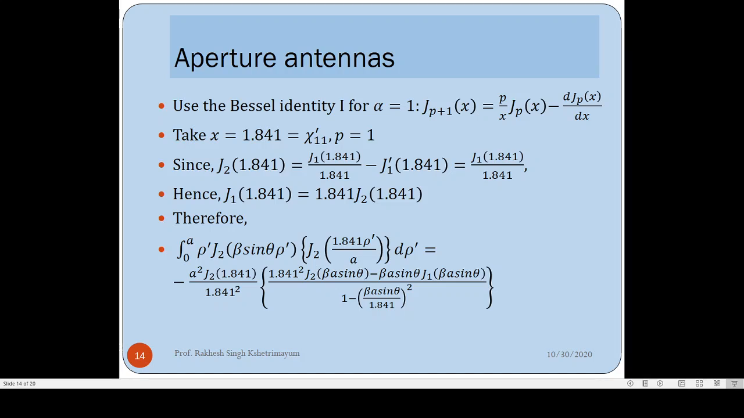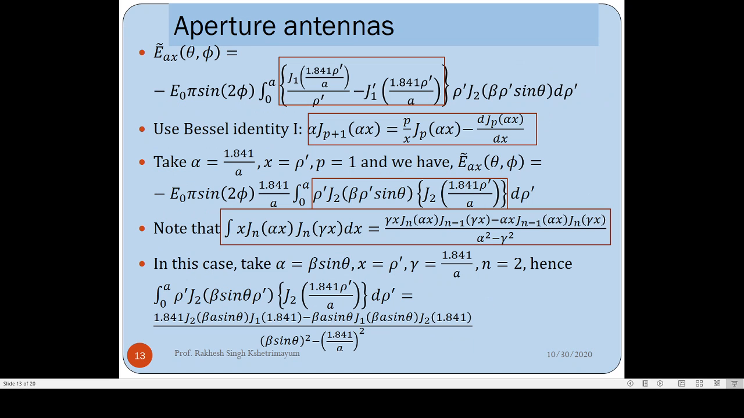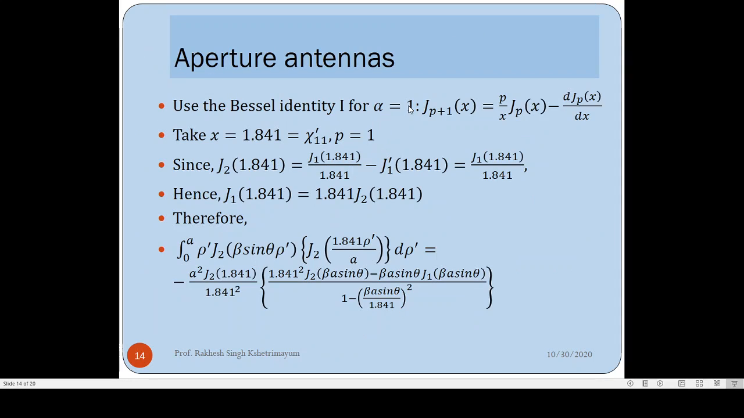So we can further simplify this expression. Anyway, this topic on the aperture antenna is highly mathematical. I'm trying to simplify it and explain each and every step so that you understand what's going on. We can use Bessel identity 1. I will call this Bessel identity 1. This identity here, but with a simplification, alpha is equal to 1.